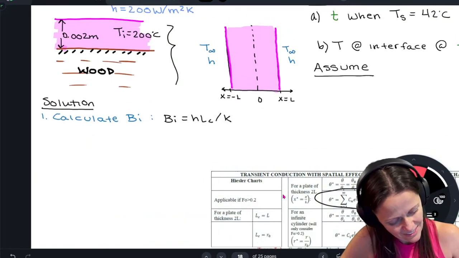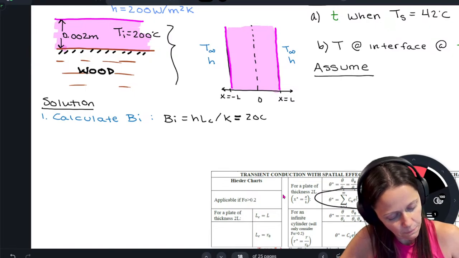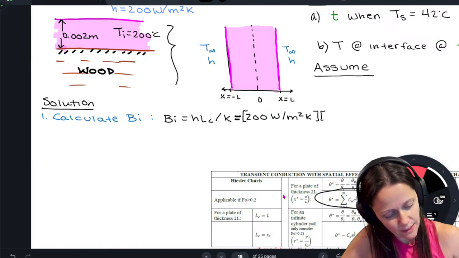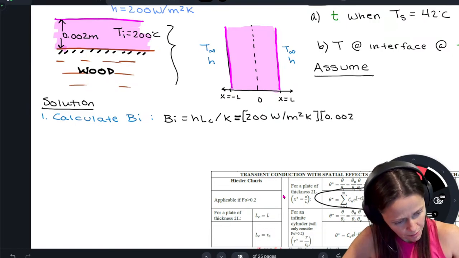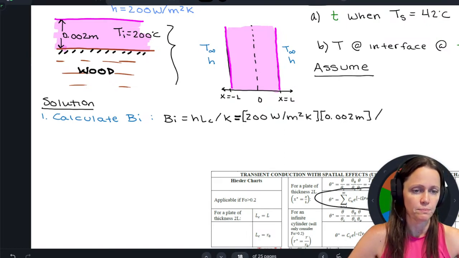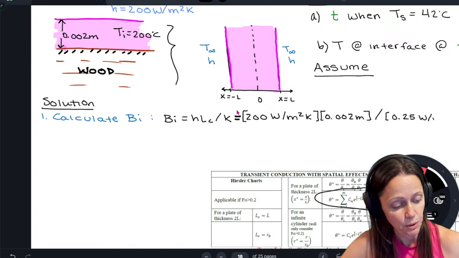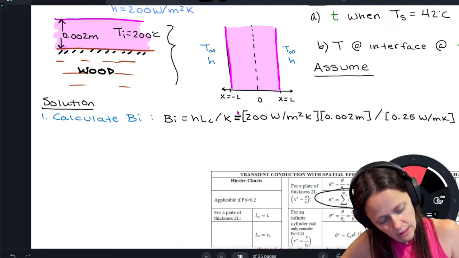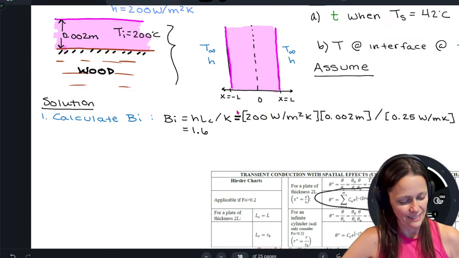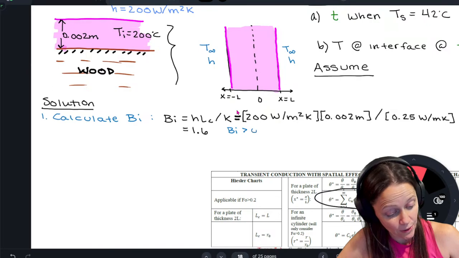So now this becomes 200 watts per meter squared Kelvin times our LC, which is the 0.002 meters, divided by our thermal conductivity. That was something that was actually given to us, I believe. Yep, that's the 0.25 number, and it's watts per meter Kelvin. Perfect. And not surprisingly, it's not going to be less than 0.1. It's going to be 1.6. So, be that as it may, our Biot number is greater than 0.1.